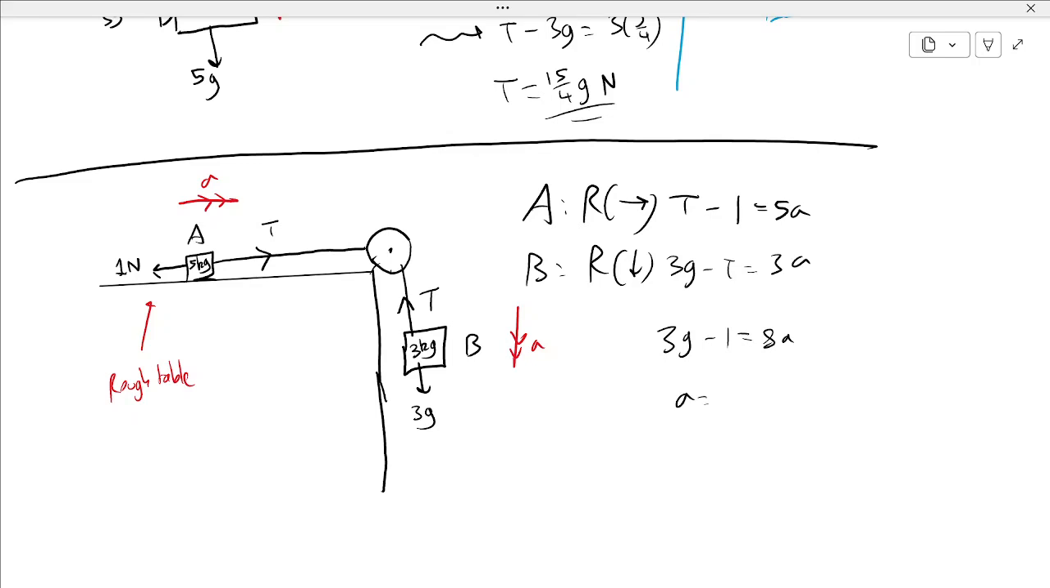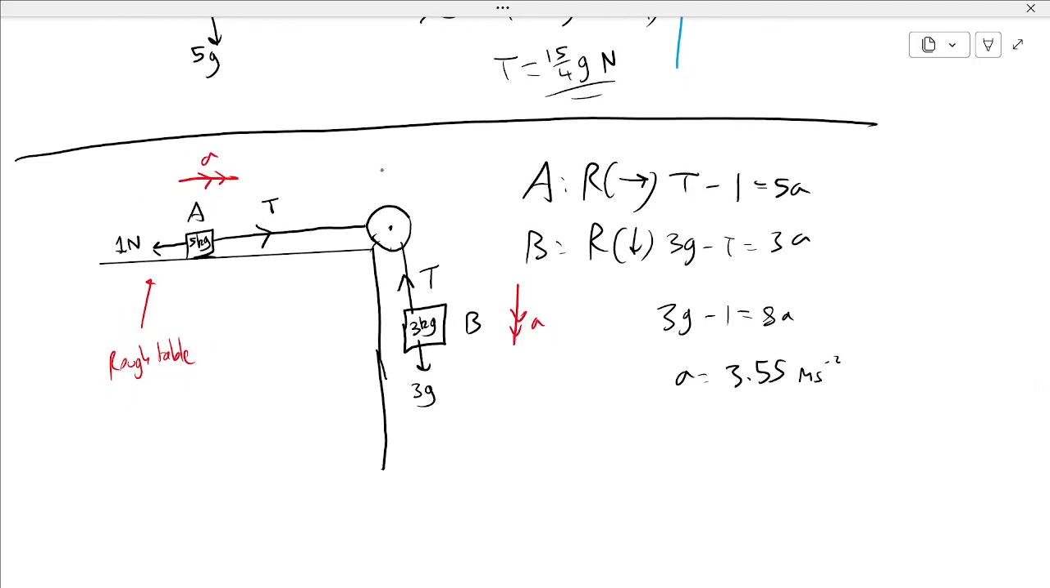In this case, since it's not going to be nice and neat in terms of G, I will just put it in my calculator. 3 times G, take away 1, divide that by 8. We get 3.55 meters per second squared. And let's say the question didn't ask for tension, so I'm not going to bother doing that, but you could. Okay, so we've seen a horizontal pulley. They can ask SUVAT related questions, so I'm going to add it on here.